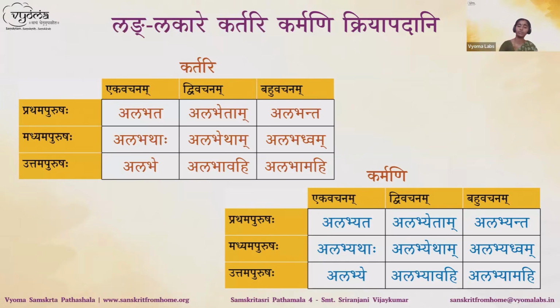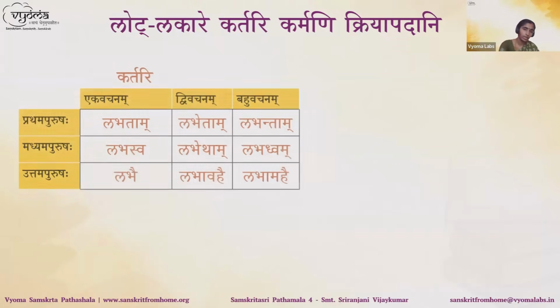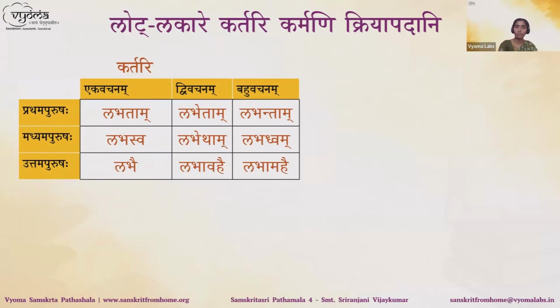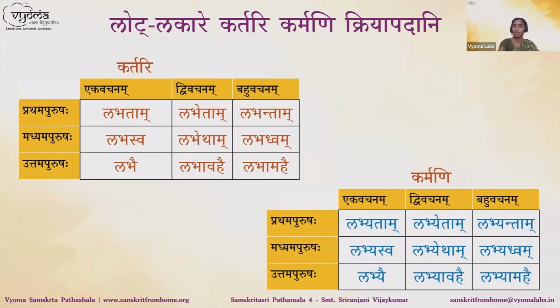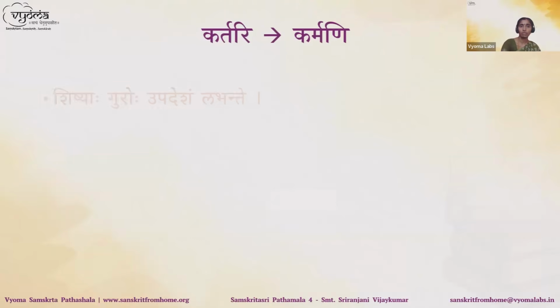As far as Atmanepadi dhatus are concerned, the only change in form between kartari and karmani is that you will hear one yakara. Then lot lakara: labhatam, labhetam, labhantam, labhasva, labhethAm, labhadhvam, labhai, labhavahai, labhamahai. Again the only difference is the yakara. After labh, add one ya. So labhyatam, labhyetam, labhyantam, labhyasva, labhyetam, labhyadhvam, labhyai, labhyavahai, labhyamahai. This change alone is seen; the yakara is heard.